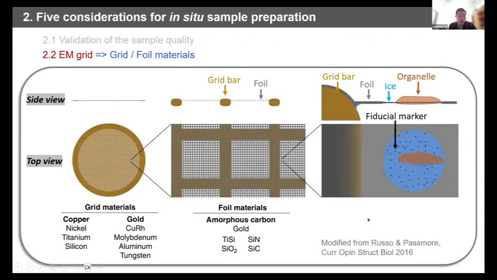And the second consideration I would like to talk about is the EM grid selection. Many of you already know the architecture of cryo-EM grids, so here I will not go into too much detail. Here is just a side view and a top view. I want to highlight that if you want to grow samples like mammalian cells on a grid, it's better to use a gold grid or other material, but avoid copper, because copper is toxic for the mammalian cells.